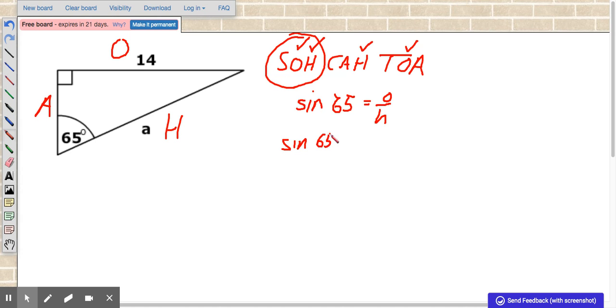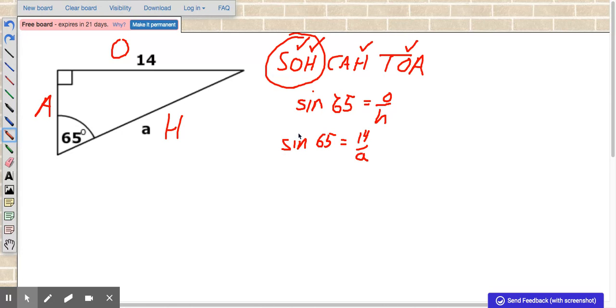Okay, so sine of 65 is my opposite, which is 14, over my hypotenuse, which is A. Notice the letter I'm trying to find is now on the bottom of the fraction, not at the top of the fraction. It was easier when it was at the top because then we could just multiply by the bottom and we'd be done. It's not going to work here. Okay, so what are we going to do?